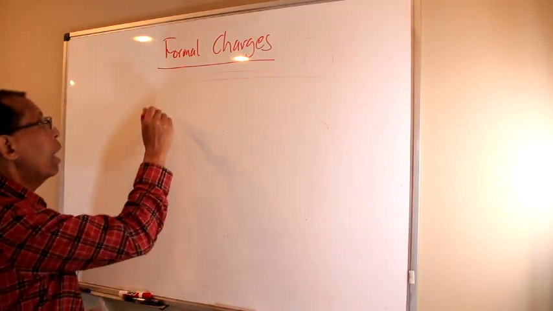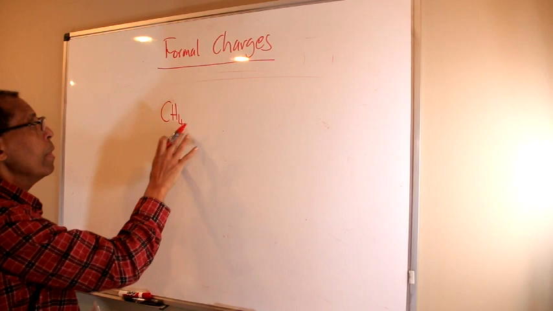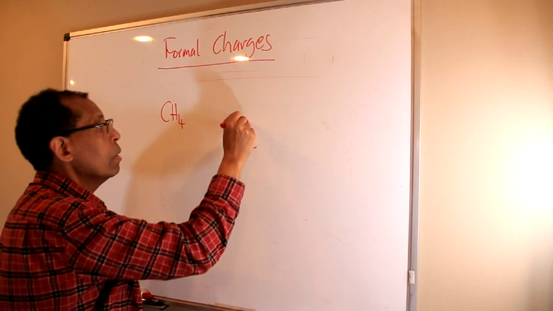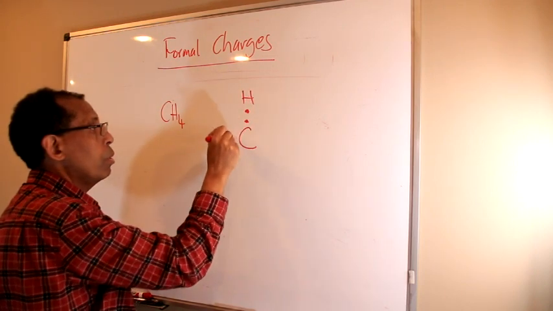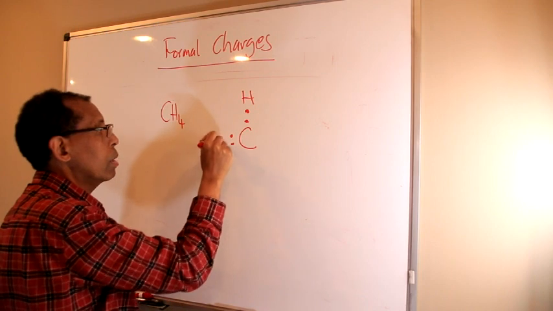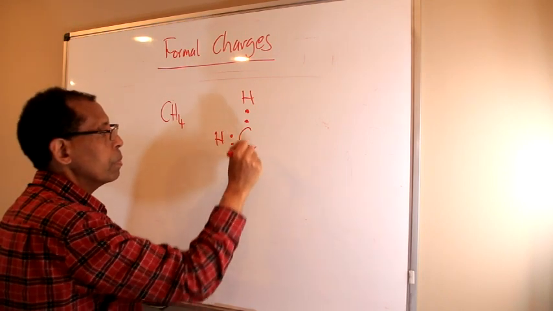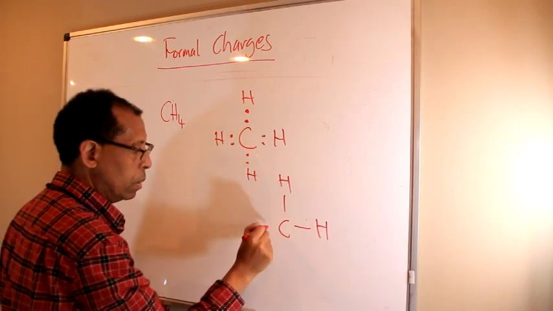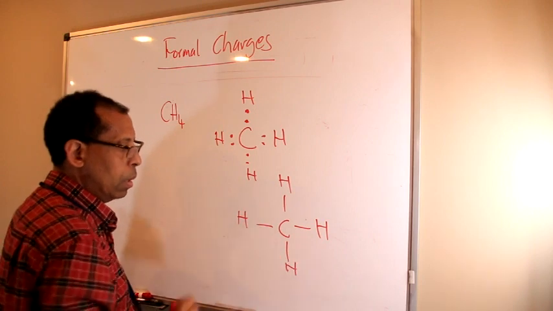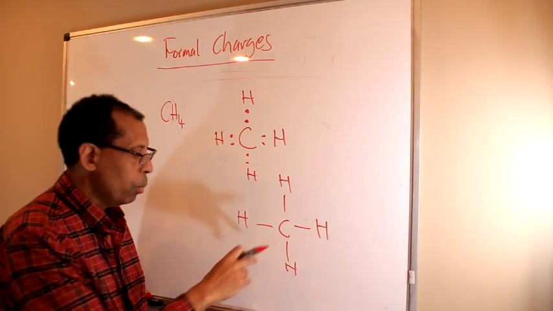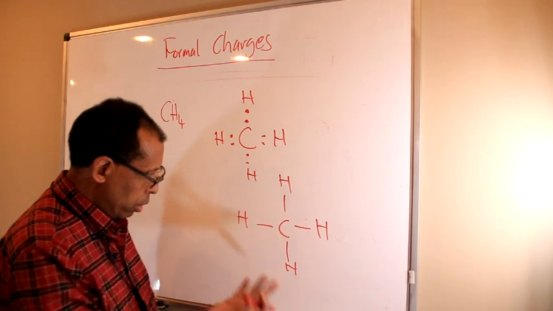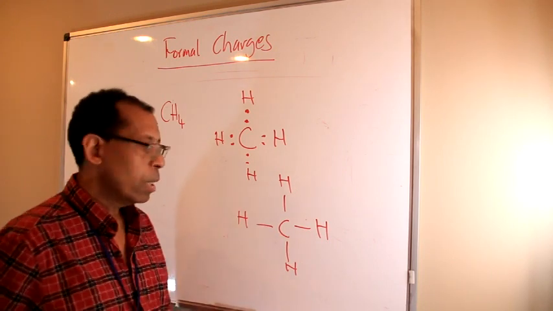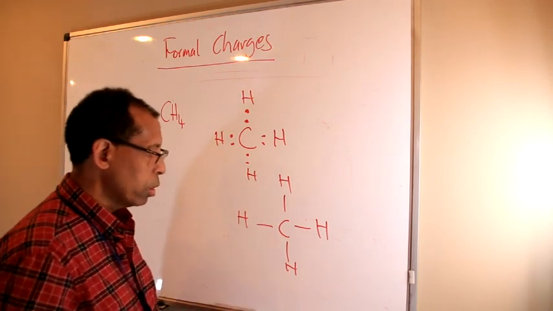For example, if you have CH4 again, our usual example, CH4, which is methane, you have a carbon. I'm just trying to show you the structure again so that you don't forget. And the stick model. So, if I ask you what is the formal charge on carbon, just when looking at it, there is no charge, there is nothing on it, on a carbon right now. So what is the formal charge? You would say it is zero.